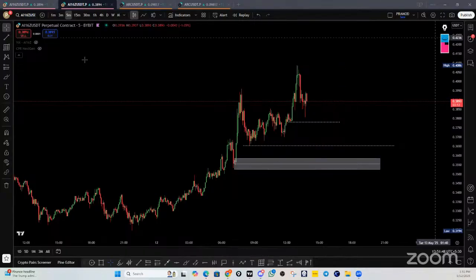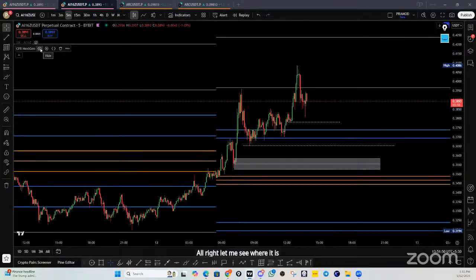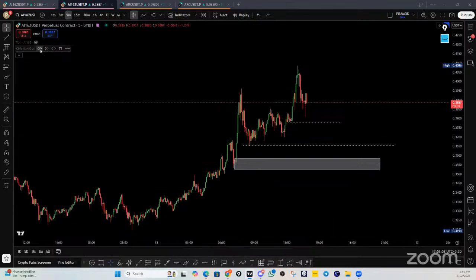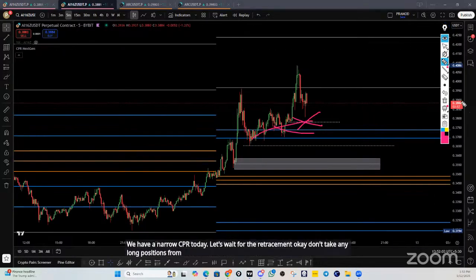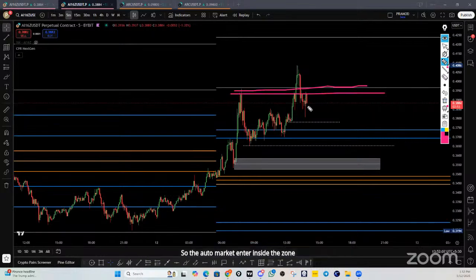All right, let me see where is the nearby daily CPR. We have the narrow CPR today. Let's wait for the retracement. Don't take any long positions from these areas because the market already entered inside the zone. Now it can retrace. Just wait, let it come to this place. We'll see how it goes.